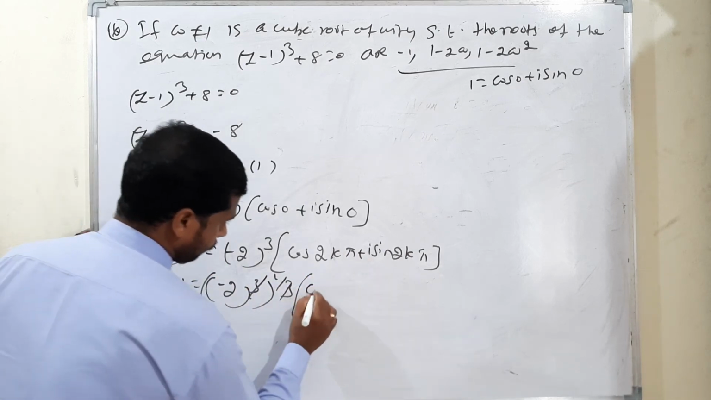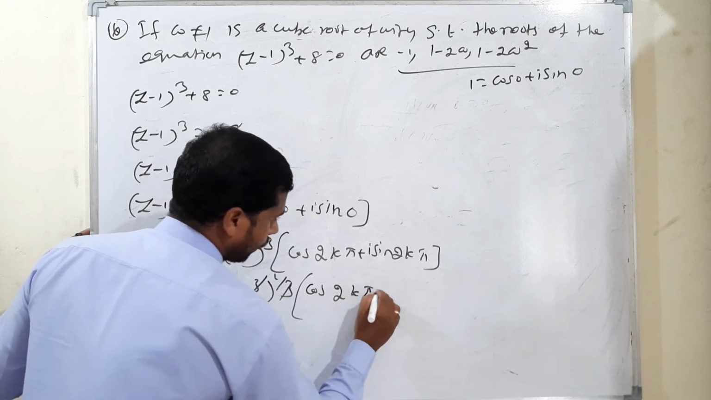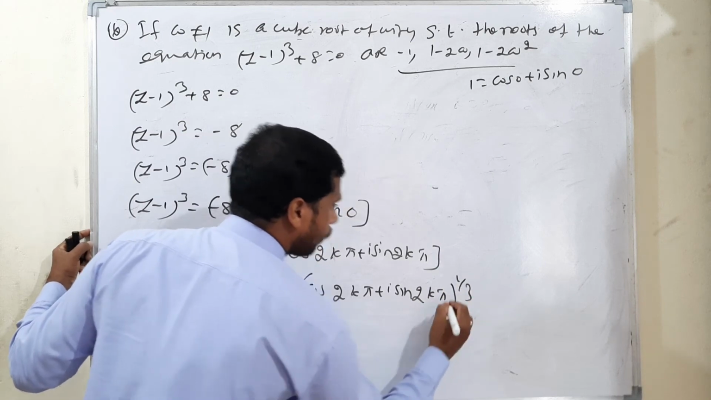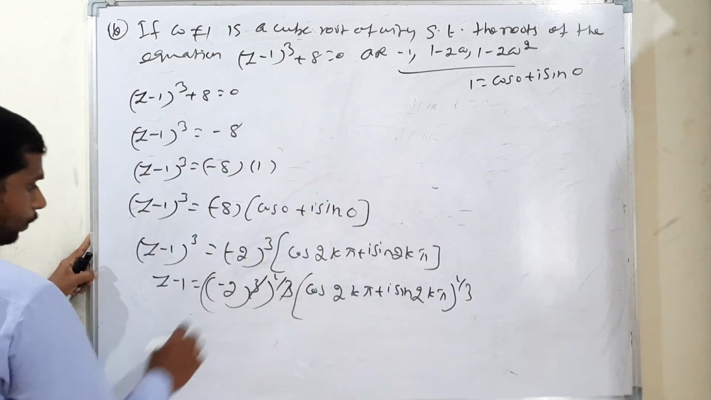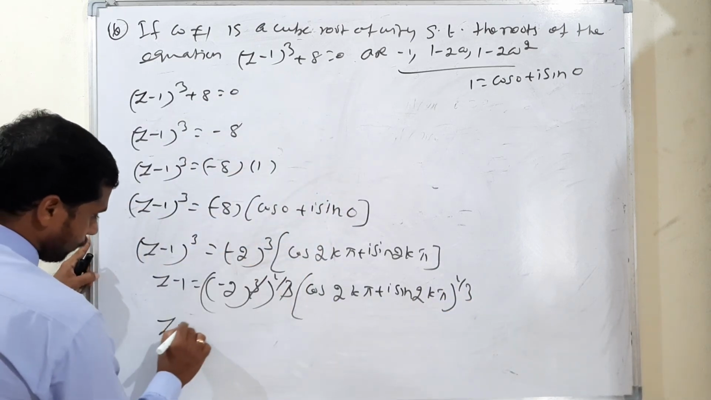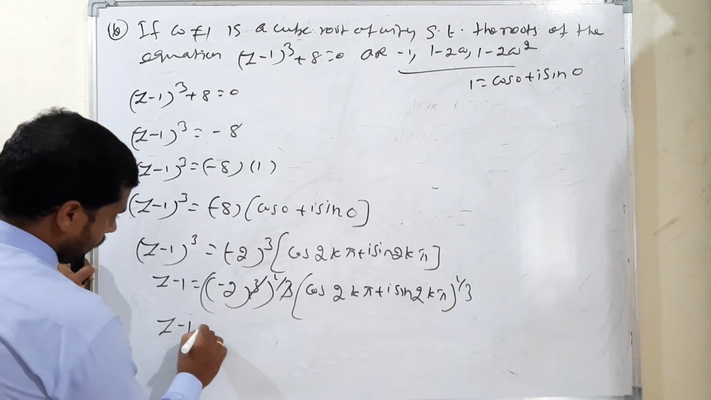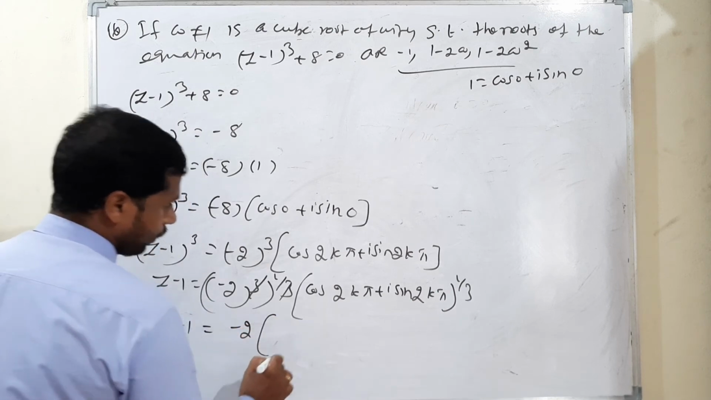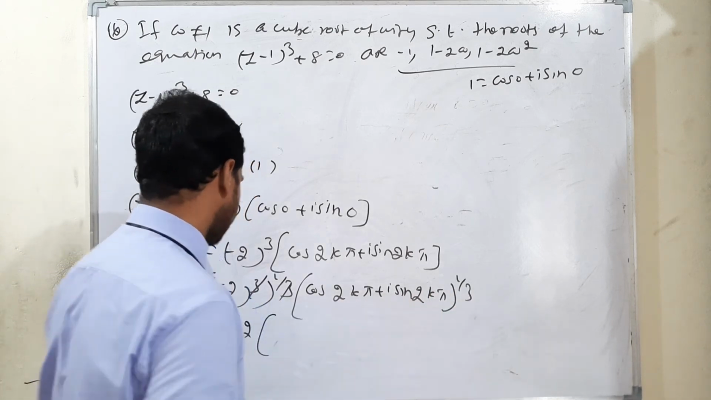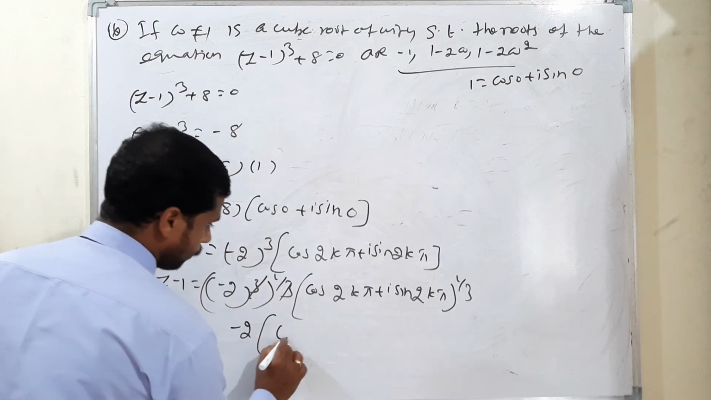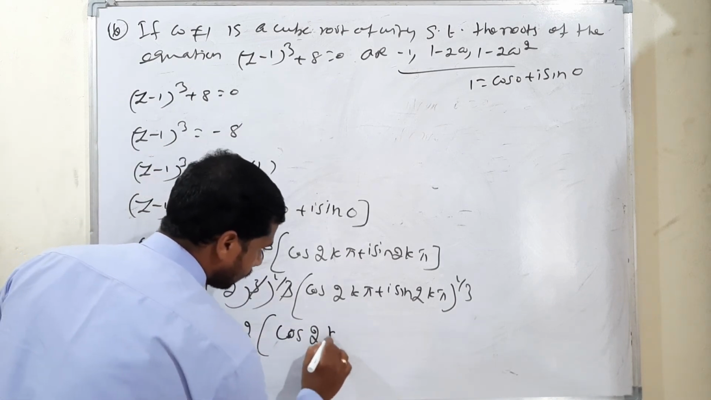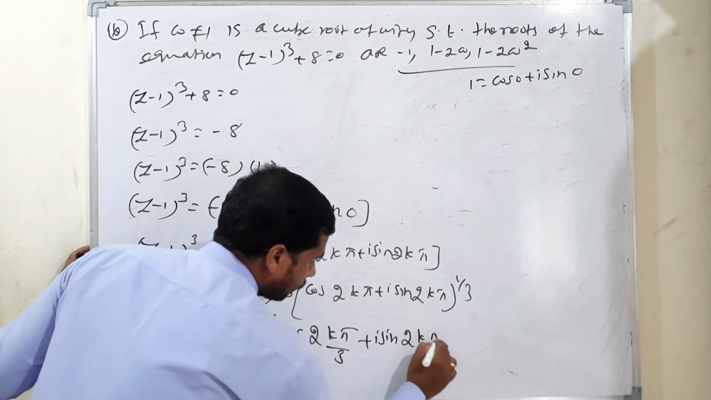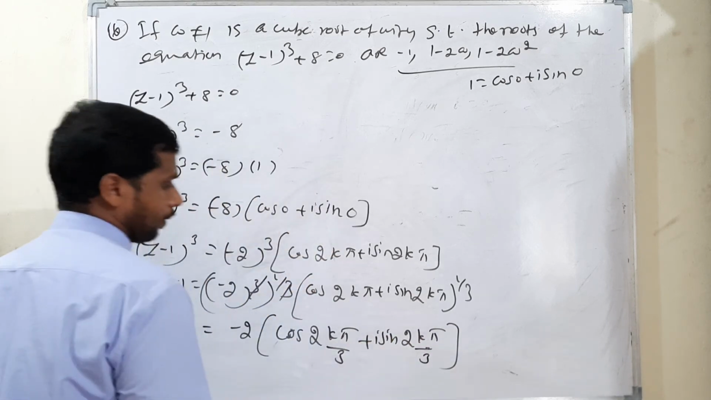Then cos 2k pi plus I sin 2k pi, the whole power of 1 by 3. Again the cube cancels, so minus 1. So first we have to step it clearly. Z minus 1 is equal to minus 2 only, isn't it? Minus 2 means, according to De Moivre's theorem, each and every time divided by 3. So divided by 3 means minus 2 cos 2k pi by 3 plus I sin 2k pi by 3.